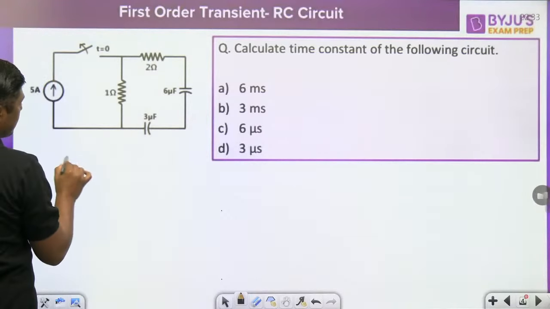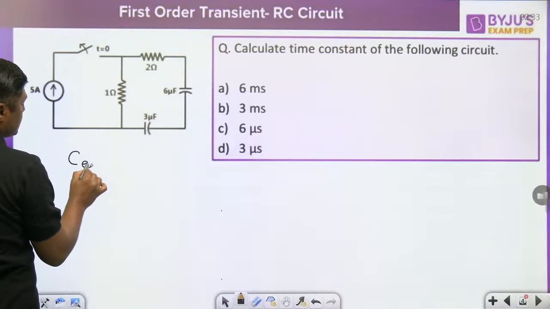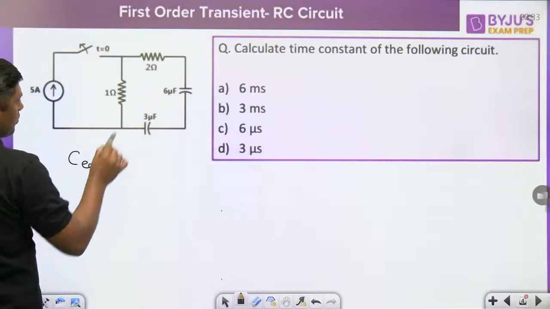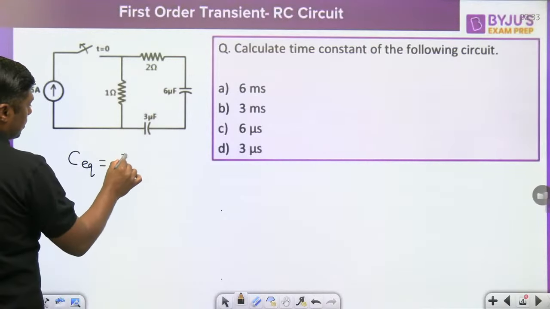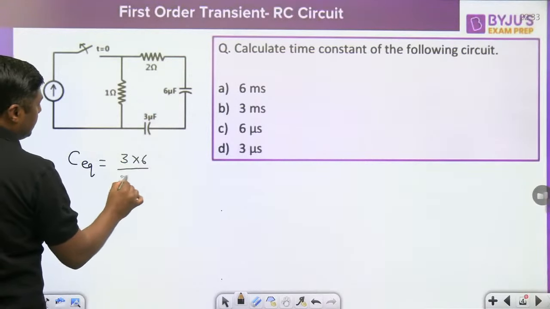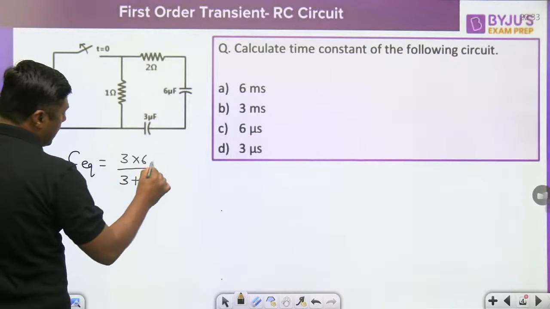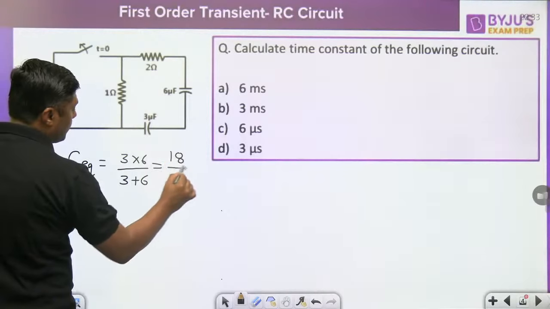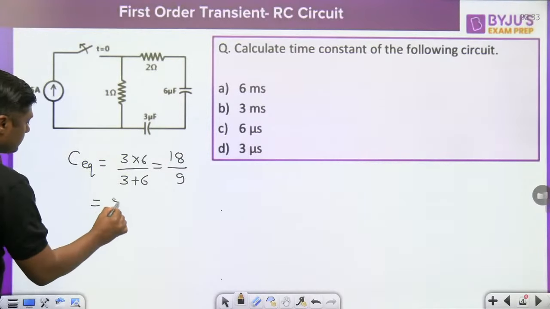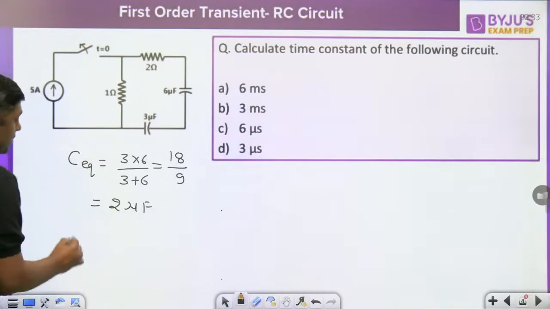So what is the series connection of capacitors? What is the C equivalent? 3 and 6, so 3 into 6 divided by 3 plus 6, because these two are connected in series, and you will get the answer 2 microfarad. C equivalent is 2 microfarad.